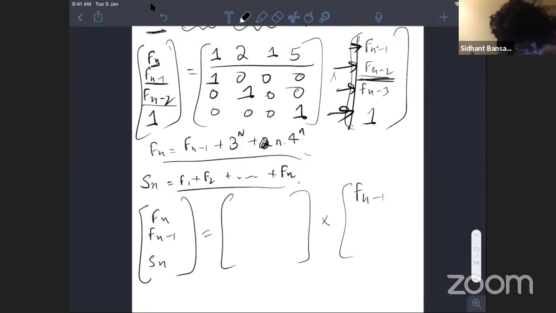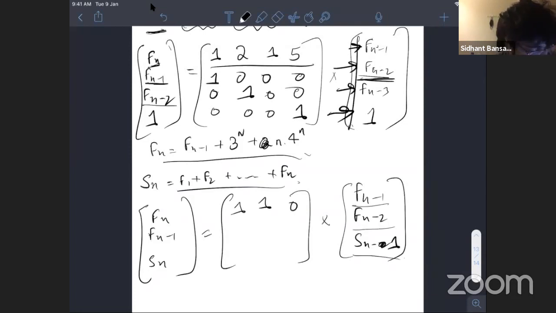I'm just going to show it for Fibonacci. So basically, the S term is the sum of those guys, right? You can even keep these guys. So fn is basically what? Fn minus 1 plus fn minus 2, right? So 1, 1, 0, because this thing doesn't contribute. What is fn minus 1? Fn minus 1 is just this guy, and this guy is this guy.